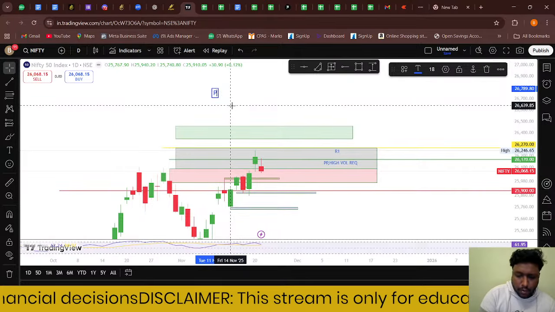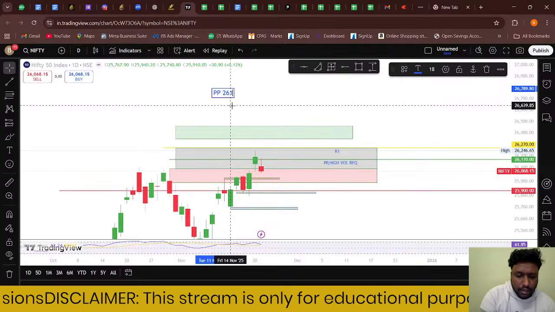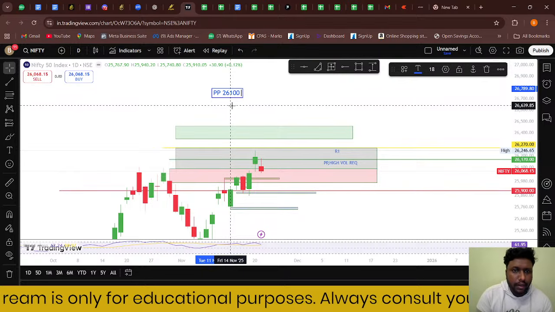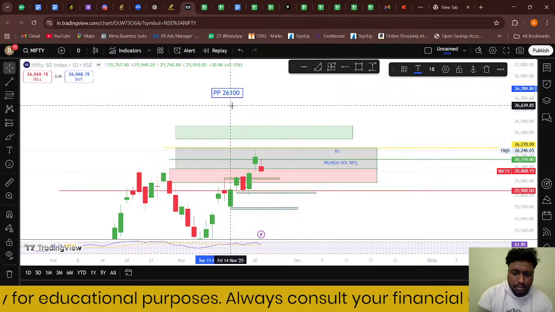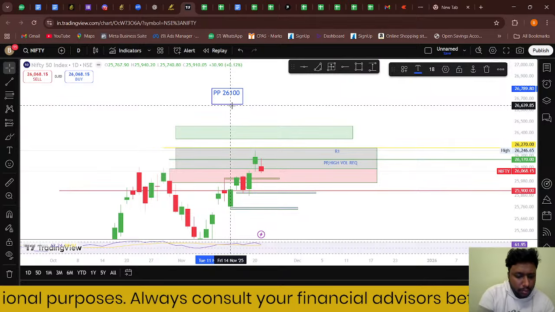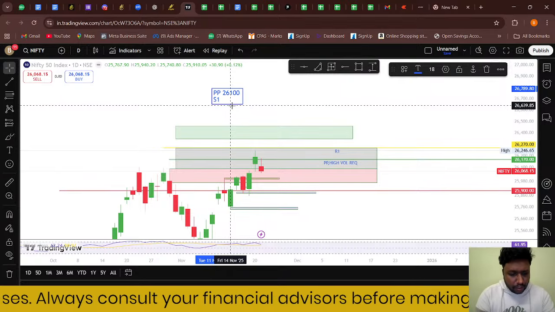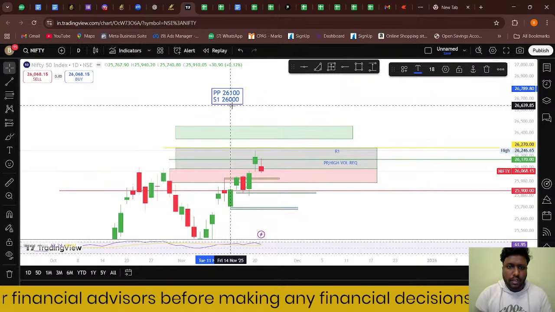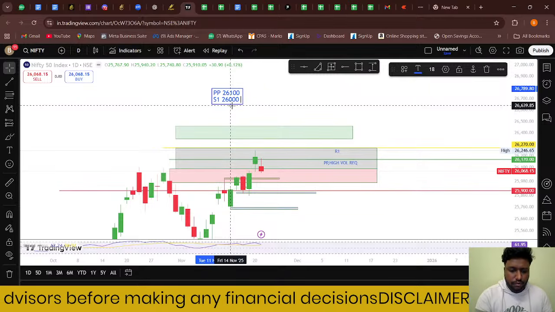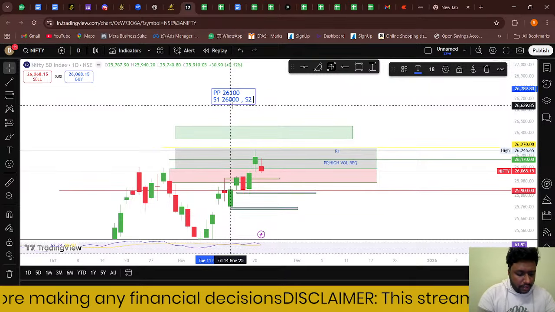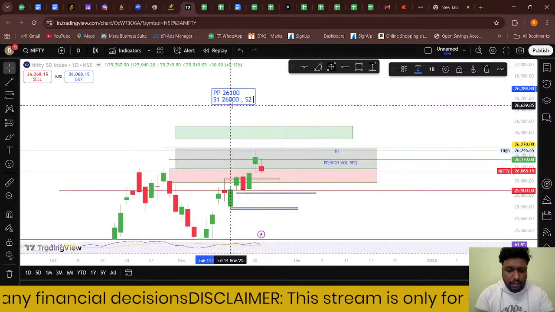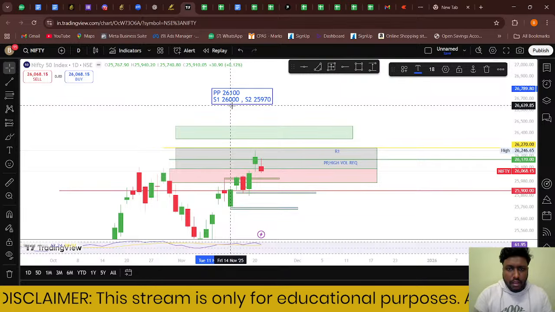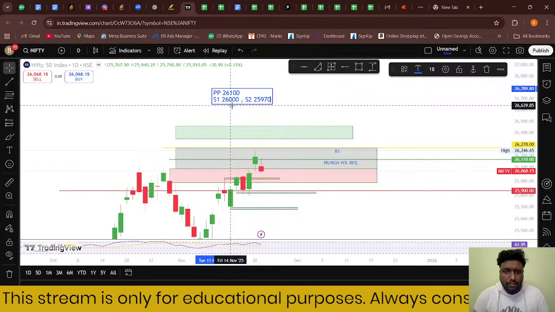Nifty's pivot point lies at 26,100 for the day. We are using the classic method to calculate the pivot line and the supports and resistances. Support one lies at 26,010, but I rounded it off to 26,000. And support two lies at 25,970. So we have a very close range for the day.